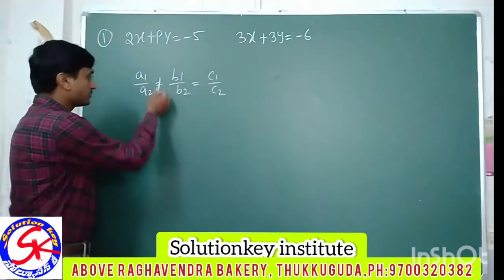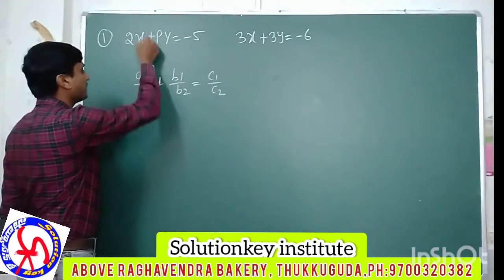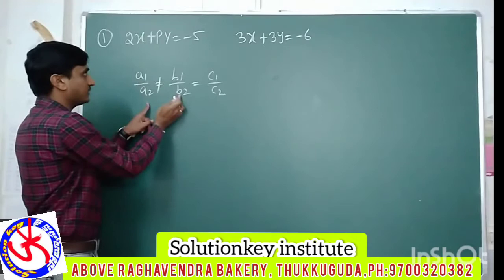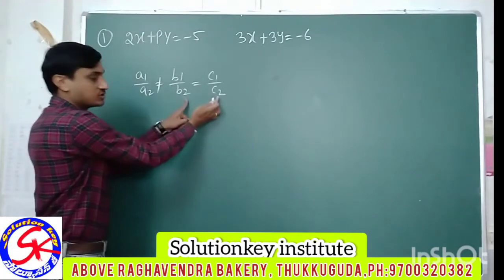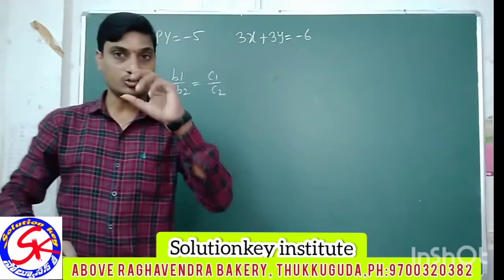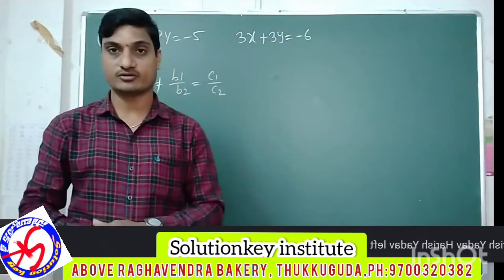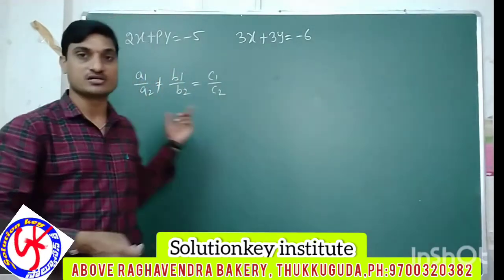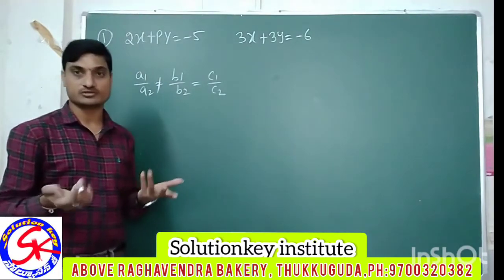Then substitute in this one: A1 by A2, these two are not equal. Then which two are we taking? These two. Which two are equal? Then you take those two only. The remaining you don't need to take. Why, sir? Because both are not equal. What will you do? Nothing will happen.